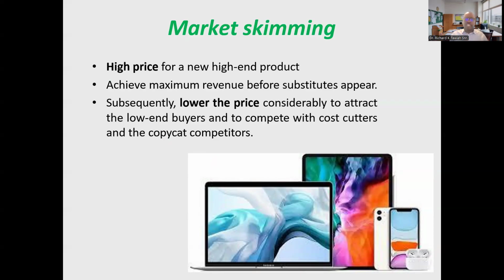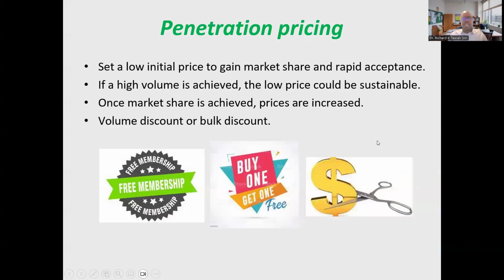What happens is that we will achieve maximum revenue before people start imitating what we are doing. So we would have covered enough market. Subsequently, when we see that people have penetrated the market, we lower the price so that we can attract low-end buyers and compete with these guys who have brought in copycat items. Market skimming: nobody knows, hit the market hard, grab your revenue. When you see them coming, reduce your price to grab them. That's one pricing strategy.